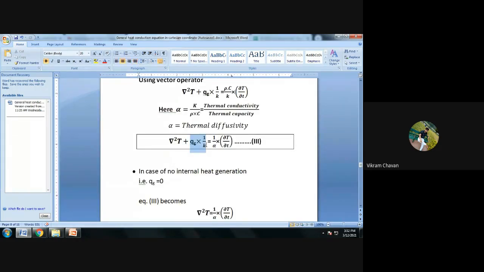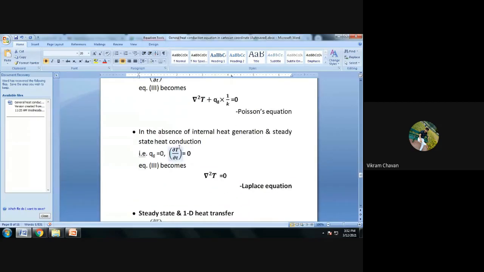the second term, that is Qg is equal to 0, becomes 0, and once again the last term, that is ∂T/∂t, is 0, so this last term also becomes a 0 term. So we will get the equation as del square T is equal to 0.